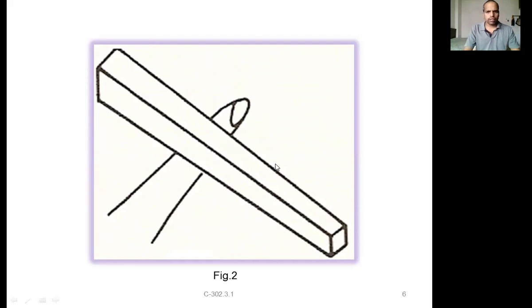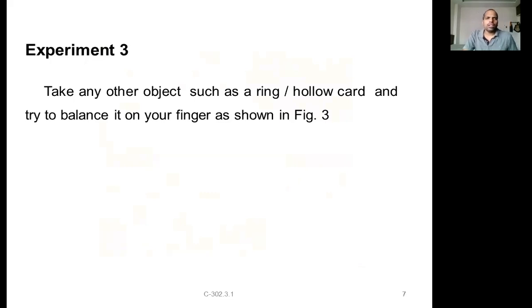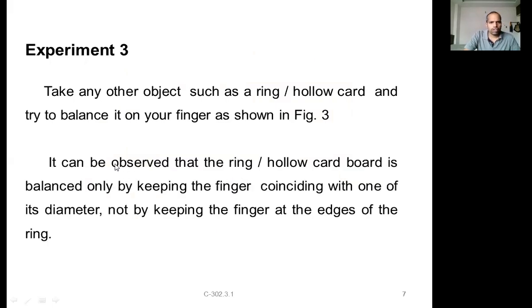Now let us see another experiment. Take any other object such as a ring or hollow cord board and try to balance it on your finger as shown in figure 3. It can be observed that the ring or hollow cord board is balanced only by keeping the finger coinciding with one of its diameters, not keeping the finger at the edges of the ring.